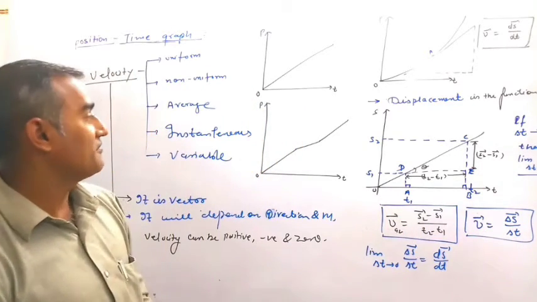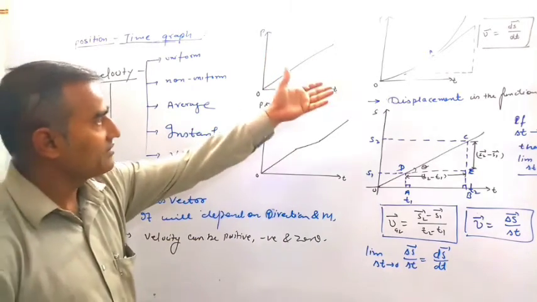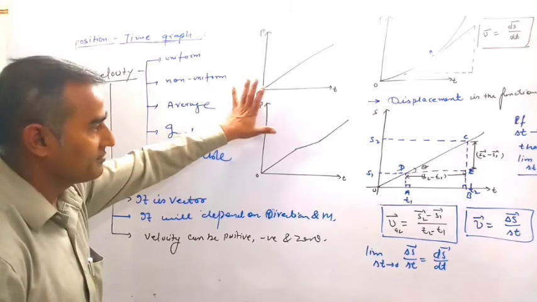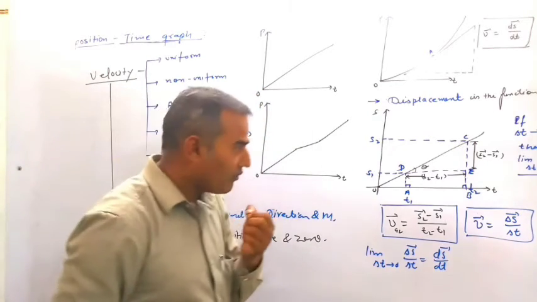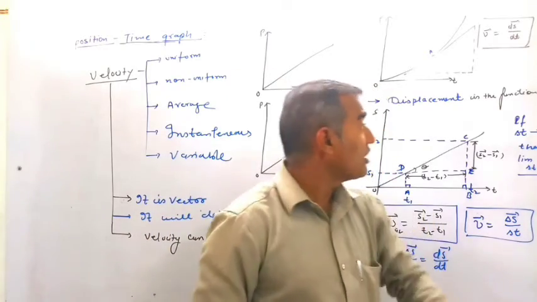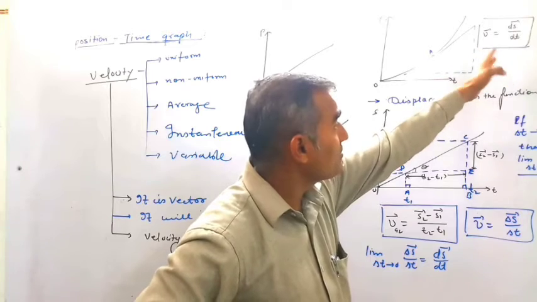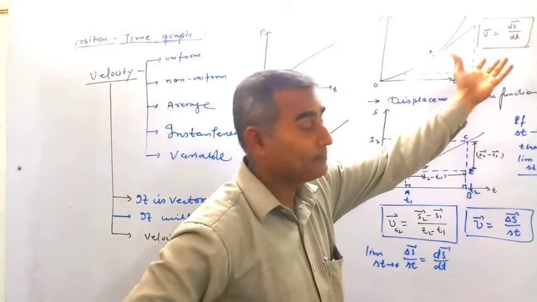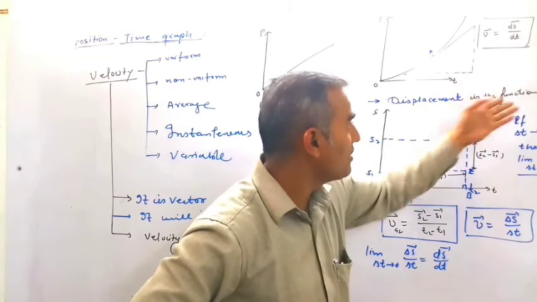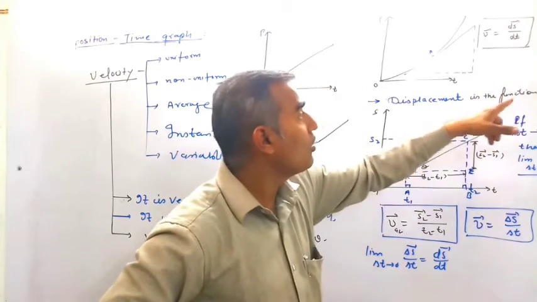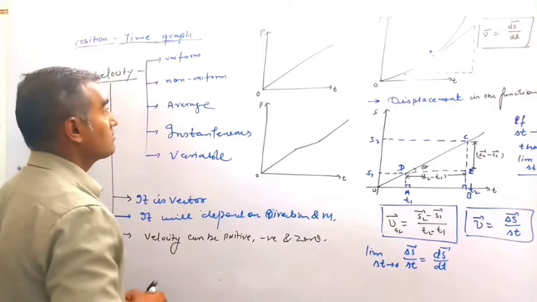So candidates and aspirants, there are a few important points regarding the position time graph. Clear? Now we also tell you some very important point, that here you are looking at displacement and velocity, how they are related. Means velocity is the differentiation of displacement with respect to time. So you note another point also.